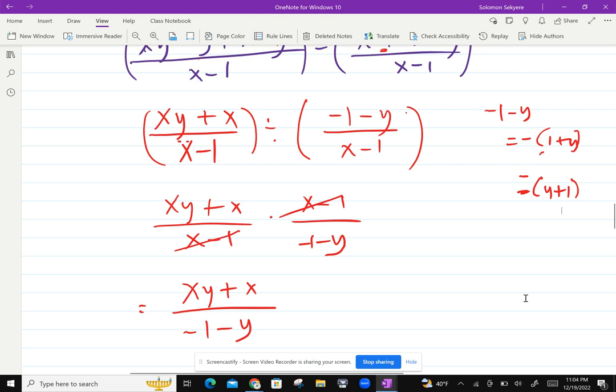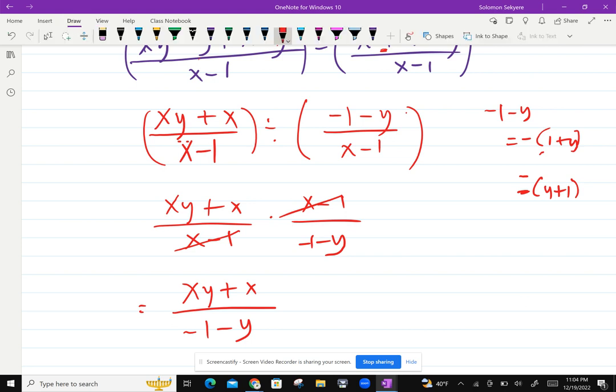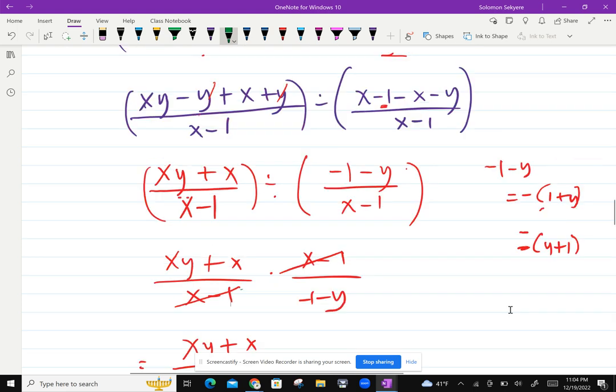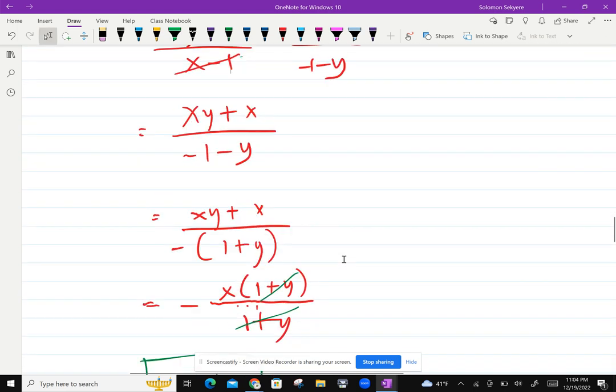xy plus x. Now keep, flip, change. We flip it. See this x minus 1? It goes on the top. And then the x minus 1 cancel. And then we have xy plus x over negative 1 minus y. And then I told you this negative 1 minus y is the same as negative of 1 plus y. And so look at the top, xy plus x, you factor x out, what do you have? 1 plus y, or y plus 1.